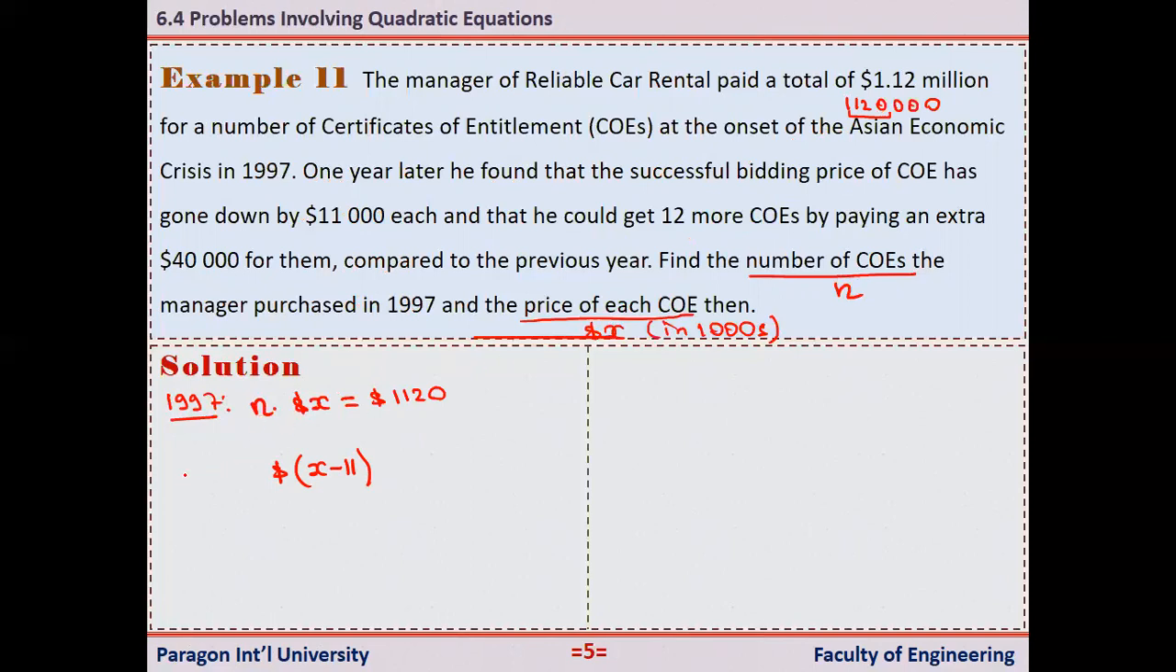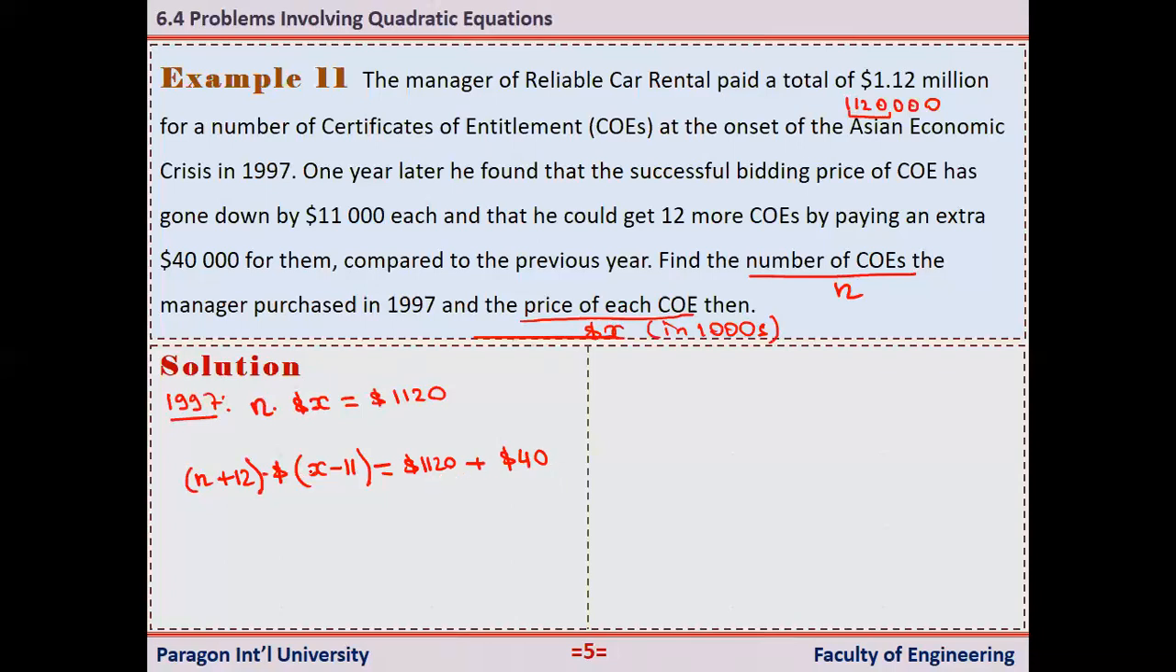And he gets this time how many more? 12 more, right? It is plus 12 more. It says by paying an extra 40,000. So here we paid how much? 1,120 thousands. And this time we are paying 40,000 more, so that is 40. Everything is in thousands. Don't forget, X is in thousands, and I'm also writing this in thousands.